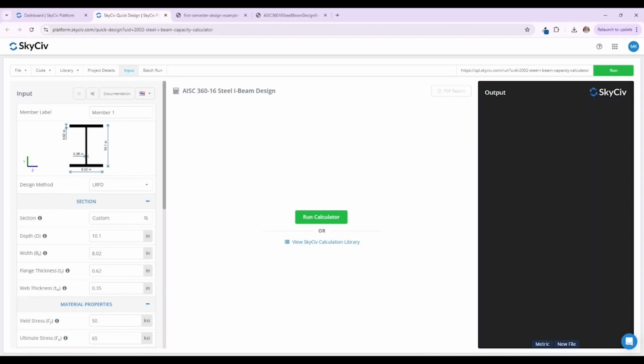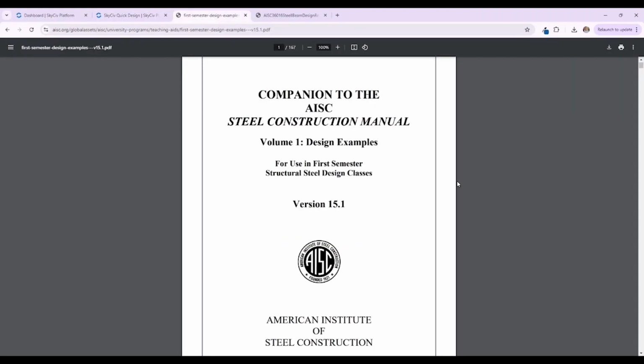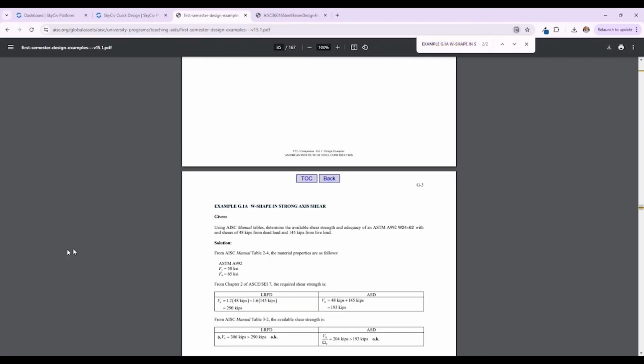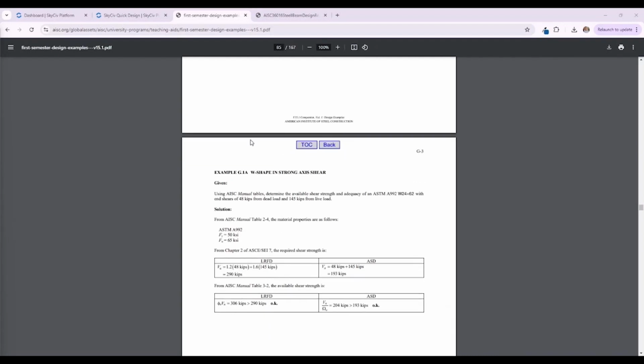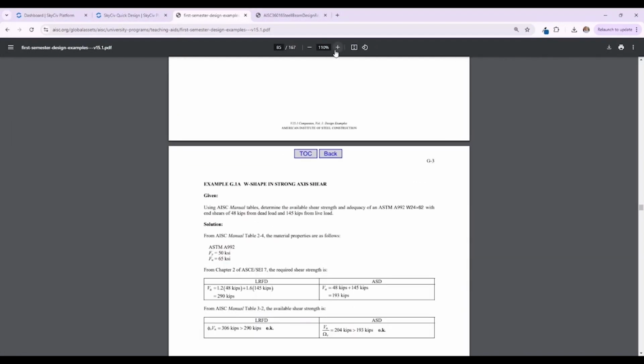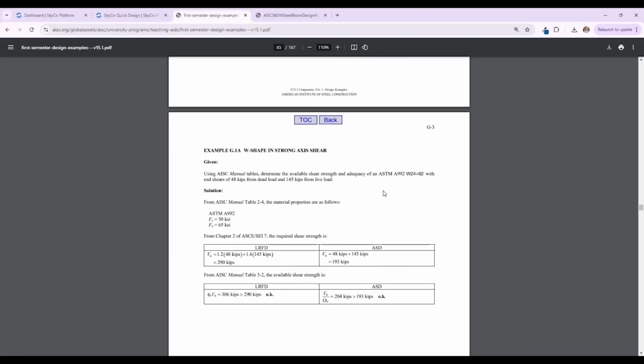Today, we're going hands-on with two specific design examples, G.1a and G.1b, which focus on W-shaped beams under strong axis shear. These design examples come from the companion to the AISC Steel Construction Manual, Volume 1, Design Examples. We'll be working through both examples, which involve W-shaped beams subjected to shear forces. Let's look at the details for each example before diving into calculations.